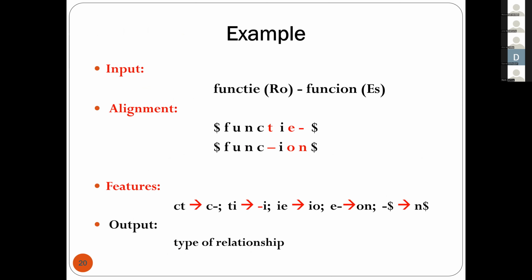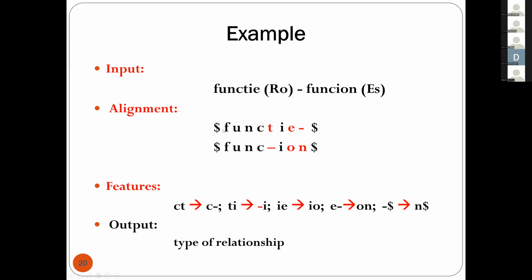Here is an example of how the Needleman-Wunsch algorithm works. Probably you already know. If we use the word function, funcție in Romanian, función in Spanish, the alignment given by our algorithm is like here.